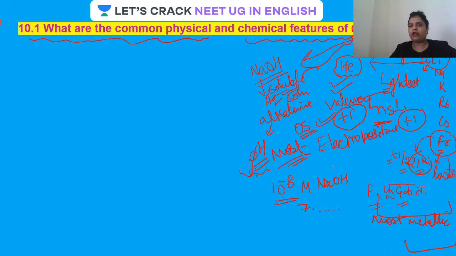And one more important thing, guys: the bases of them, like LiOH, okay, this comes under weak base, the only base of the alkali metals which is regarded as a weak base.